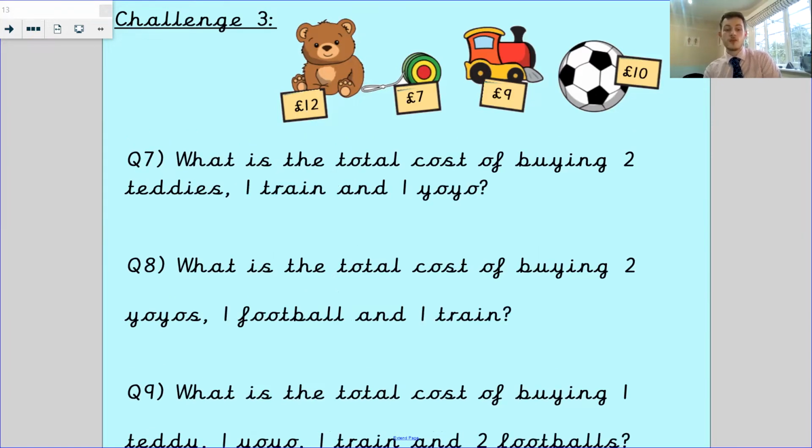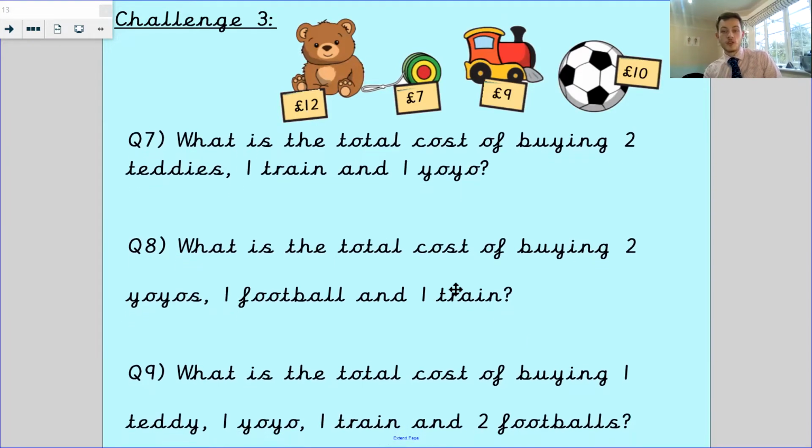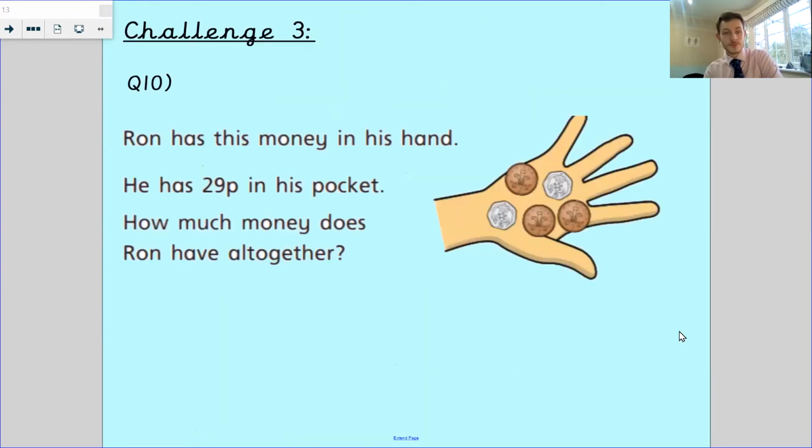And then challenge 3, what is the total cost of buying 2 teddies, 1 train and 1 yo-yo? These might have changed in cost, you'll need to double check. What is the total cost of buying 2 yo-yos, 1 football and 1 train? What is the total cost of buying 1 teddy, 1 yo-yo, 1 train and 2 footballs? So some really good repeated addition. They might really trick you if you're not careful.